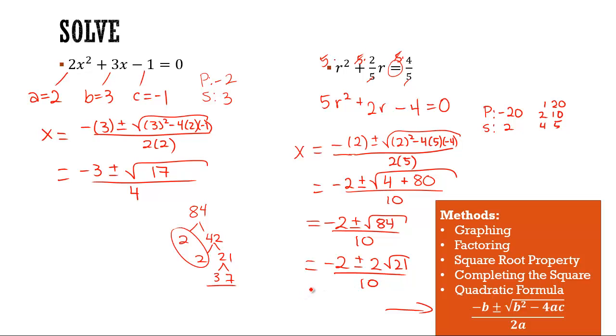And be careful here. You don't want to just cancel here like that. Remember, you can only cancel if it's a factor. So let's factor out a 2. That'll be negative 1 plus or minus root 21 over, and 10 is 2 times 5. So really the 2's cancel because they are factors, and the rest of it is our answer.